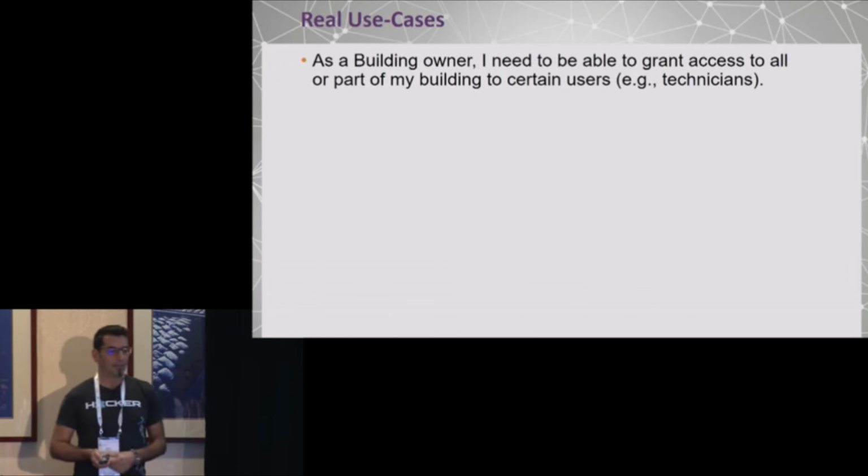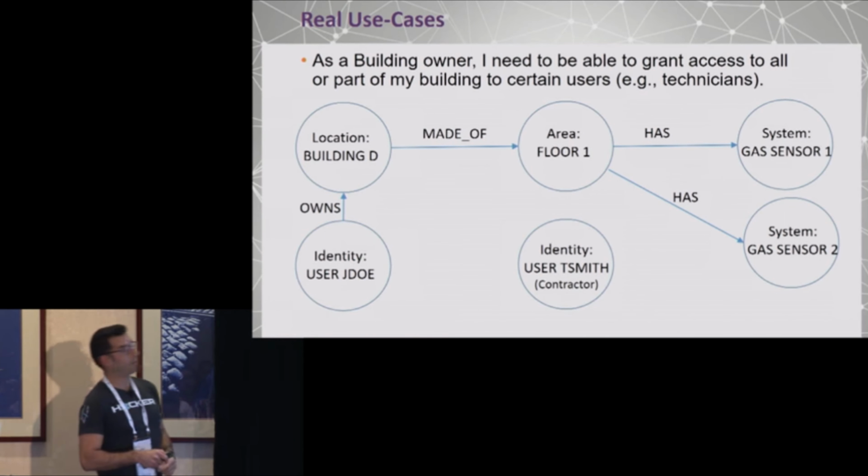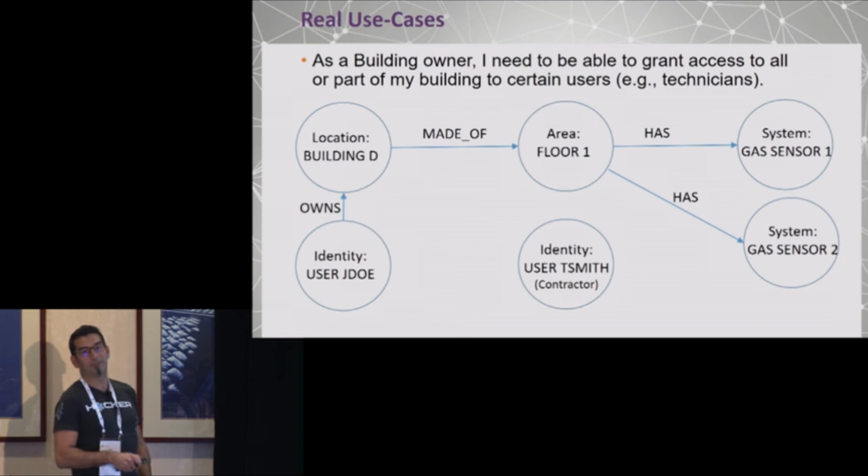Here's another one. As a building owner, I need to be able to grant access to all or part of my building to certain users, for example, technicians. So let's have a look at that one. So I have a building that is made of several areas, in particular floors, and each floor has a set of devices. And then I have an owner of the building. And then this guy here tries to access that floor in order to service those devices.